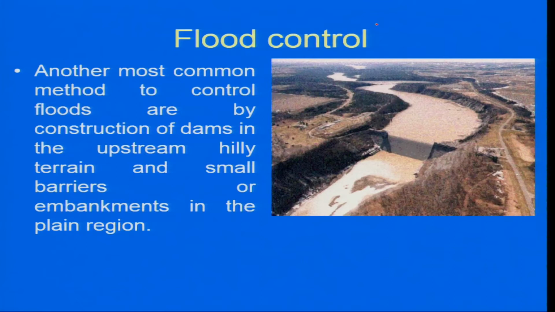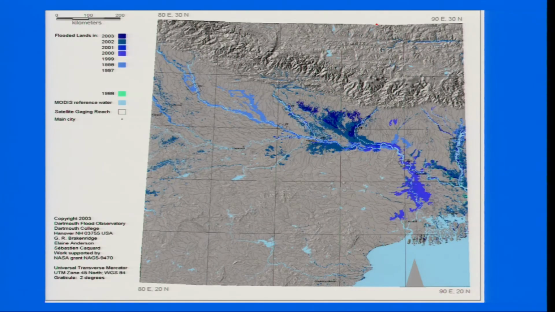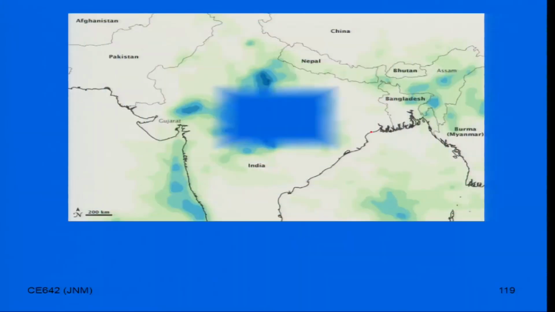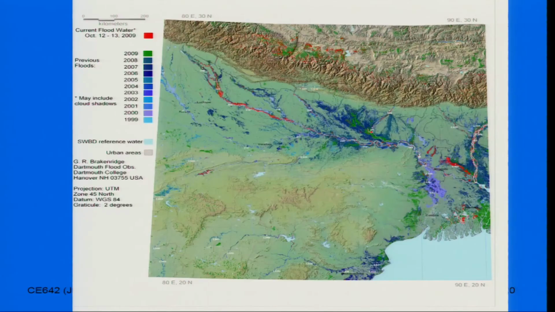Another most common method to control floods is by construction of dams in the upstream hilly terrains and small barriers or embankments in the plain regions. This we also discussed in the beginning, that if you have the detail of inundation of different seasons, one can easily come up with a very detailed inundation map or flood hazard maps in this region.